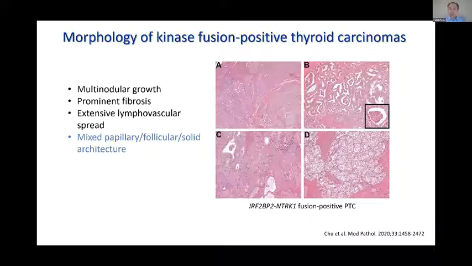In our experience, we do see all these three features, and I would like to add one more, which is the mixed papillary, follicular and solid architecture. This is a nice example from the paper. You see this tumor has, in addition to extensive fibrosis and multinodularity that was mentioned before, also, look, in one area it has a very papillary growth pattern, and in another a more solid growth pattern. In the third area, a more follicular growth pattern. When we see this combination of different growth patterns in the same tumor, in my experience, we really have to start thinking about gene fusions, and we will find them in a significant proportion of cases.